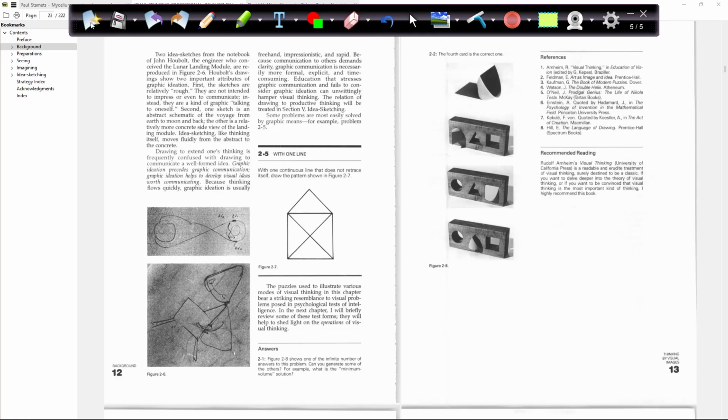Okay, so there are some answers to figure 2.7. So number of answers to the problem. Can you generate others? What is the minimum volume solution?